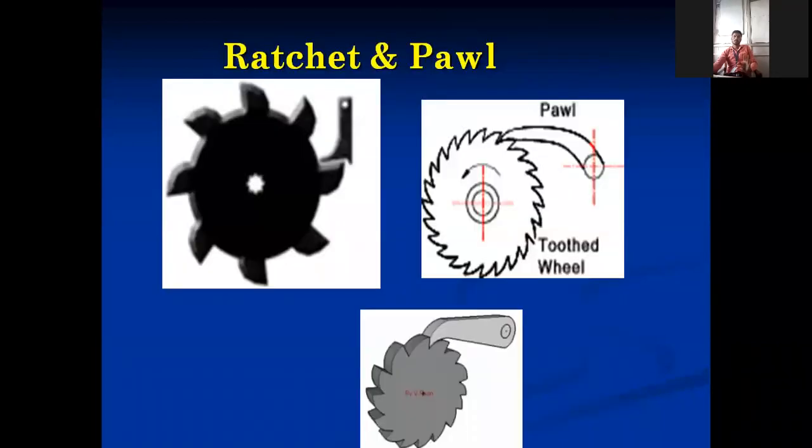Last one now. Ratchet and pawl mechanism. So today's last concept, let us discuss this one and then we will stop. So, the ratchet and pawl mechanism. What is happening?